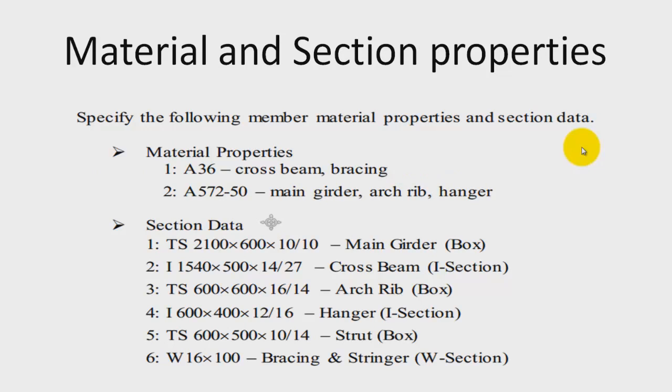And finally, you can see here the material and section properties. So two types of material. All are steel materials, one for the cross beam and the bracings, and one for the main girder, the arch rib and the hinge. And six different sections for this bridge.